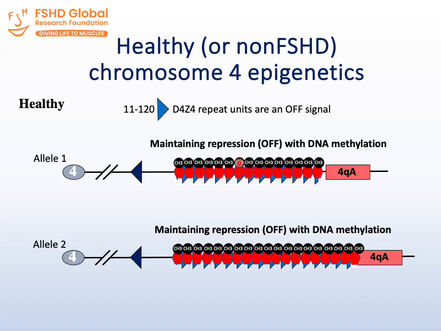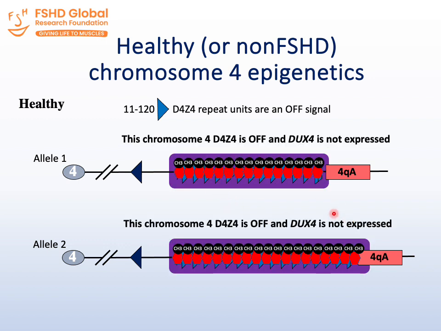First you turn it off, and then you want to keep it off forever, and that's what DNA methylation is. You're going to maintain repression, or off, with DNA methylation, and so both of your healthy chromosome 4s are going to be heavily methylated and off, and this is going to establish an epigenetic environment that is not conducive to gene expression.